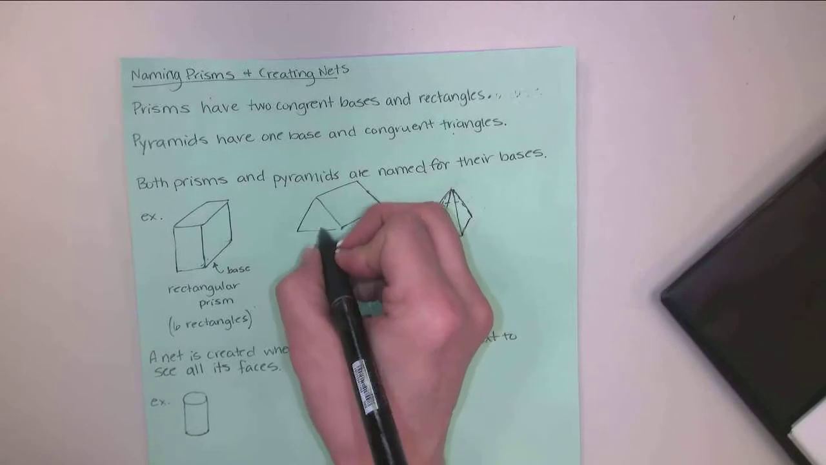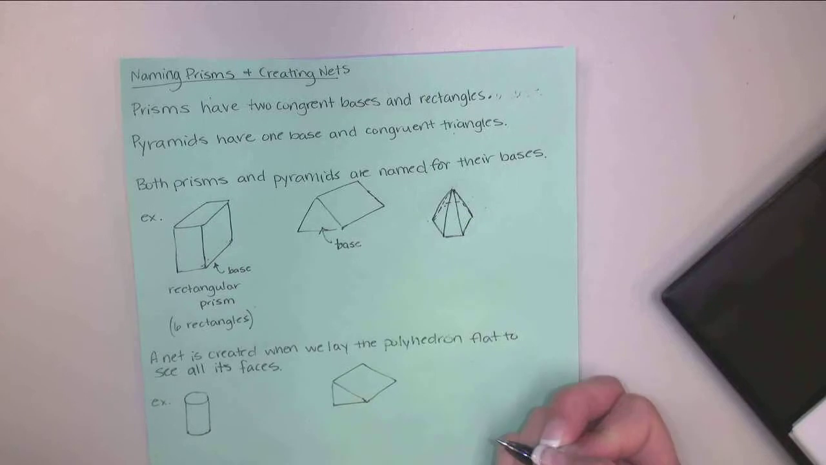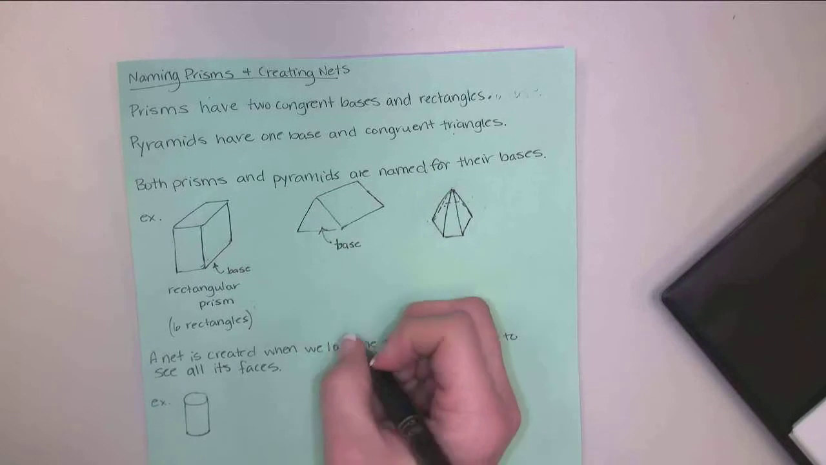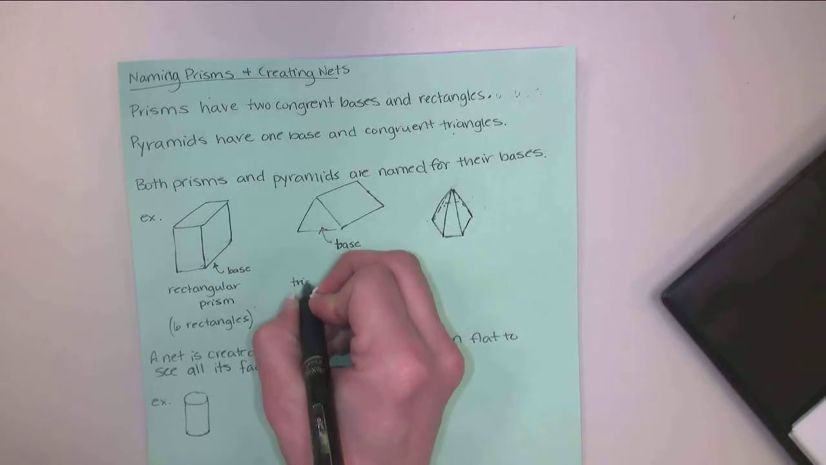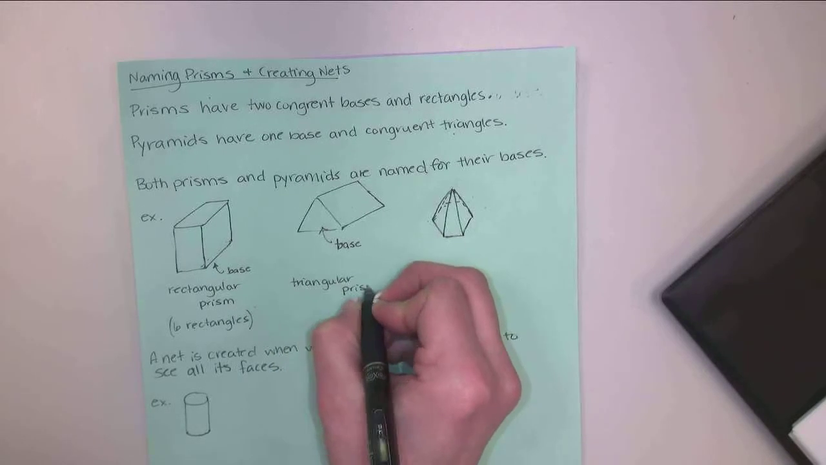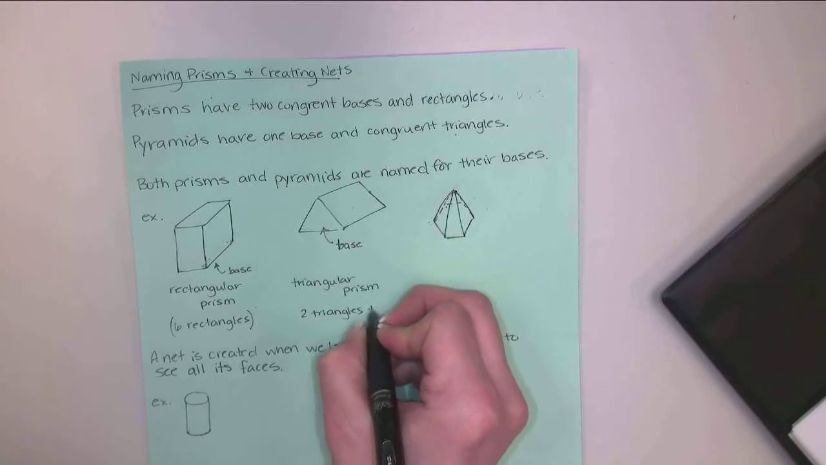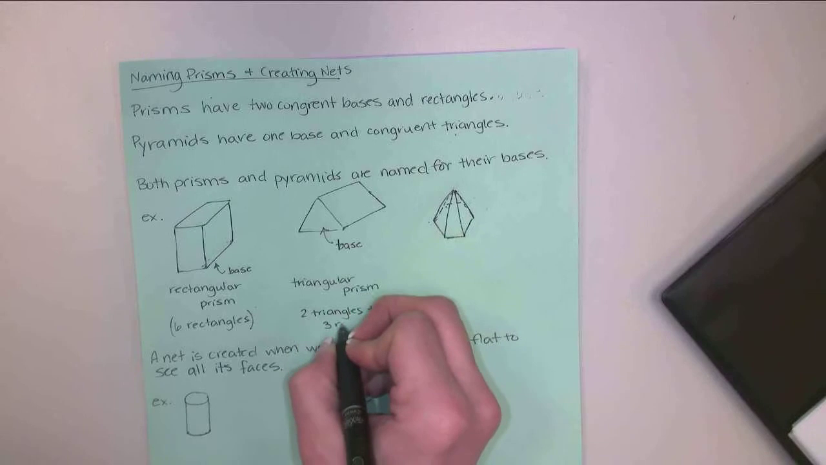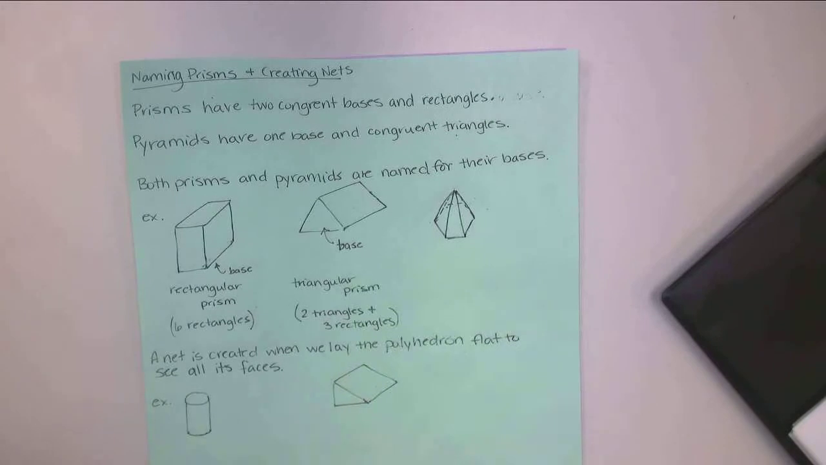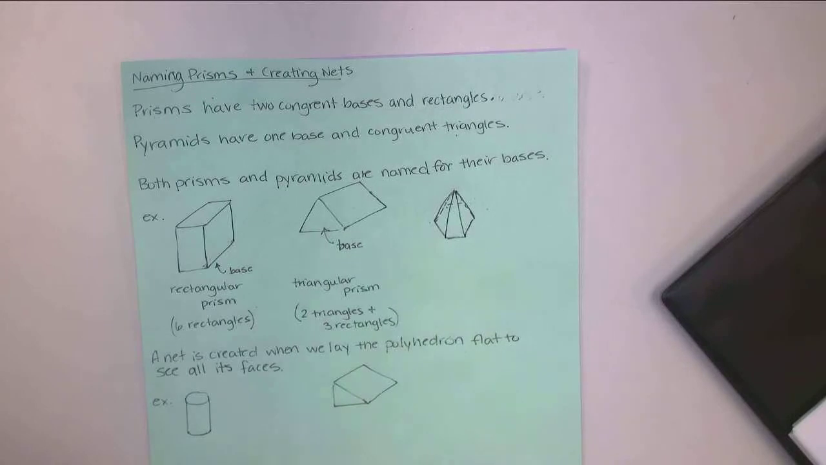Here in this case, this object looks like a tent. So we have a base here that is a triangle. And it has 3 rectangles to close. Rectangle on this side and the other side and on the bottom. So therefore, we will call this one a triangular prism, because it has 2 triangles and 3 rectangles. Because a tent has 2 triangular faces, one at each end, and then 3 rectangles to close it.